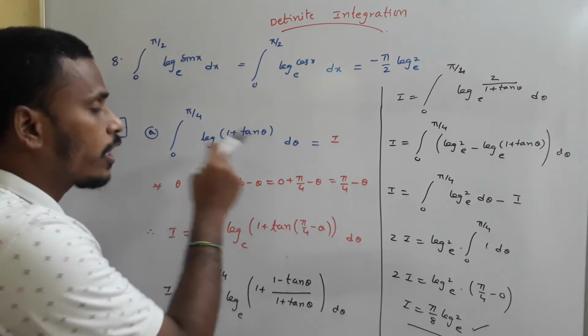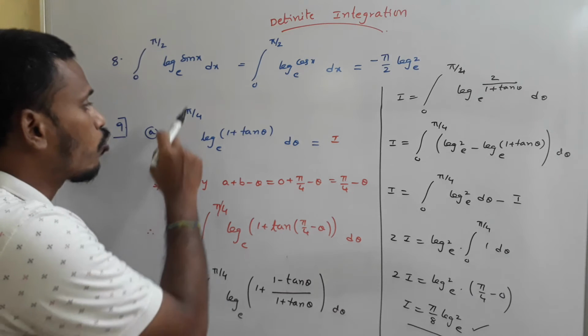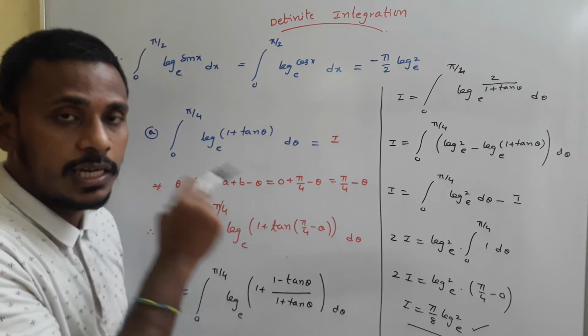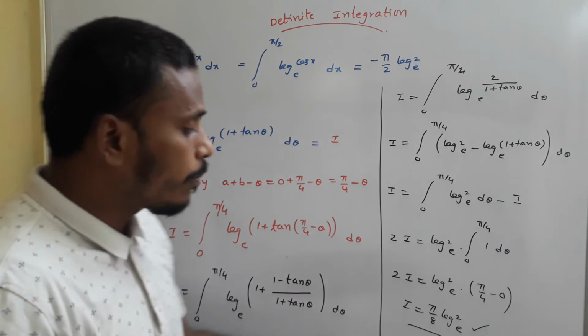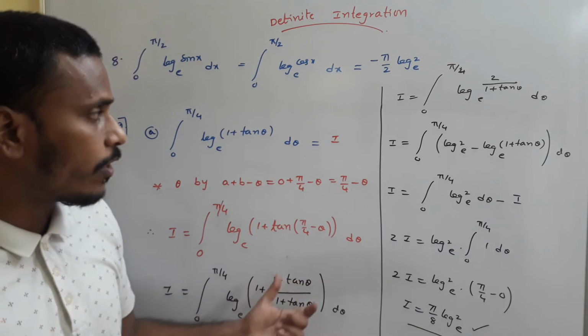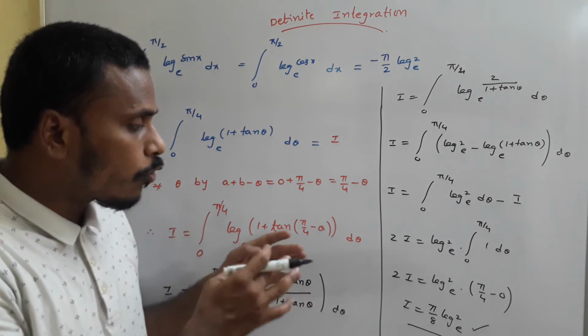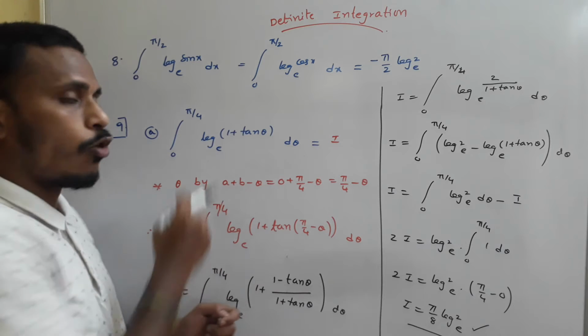Try to memorize this ninth one also: integral 0 to pi by 4 log(1 plus tan theta) d theta is pi by 8 log 2. Just have a look. I will give you some more forms and changes related to this problem.